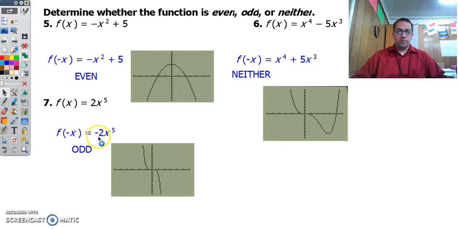Number 7, we see our signs changed. All of them. There's only one, but it changed. And we see this. I could take this and spin it around. It's exactly the same. So this is odd. And so that's odd, even, and neither.